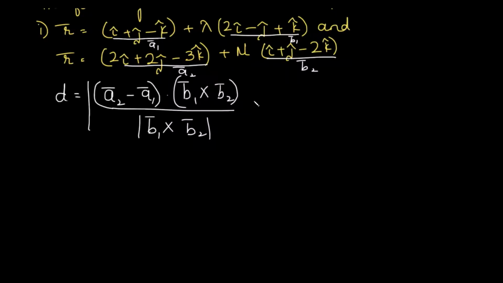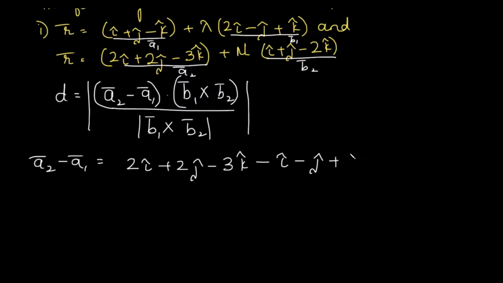Distance is given in mod sign, so it is always positive. So here we get A2 minus A1 first, the second value minus the first value. So 2i plus 2j minus 3k minus i minus j plus k, which gives us 2i minus i, that is i, 2j minus j, that is plus j, and minus 3k plus k, that is minus 2k. So this is the first value.